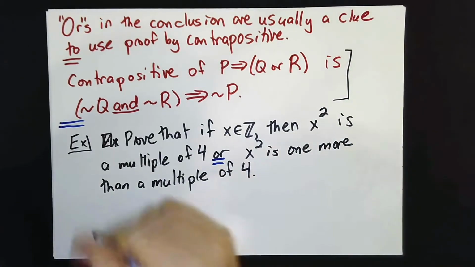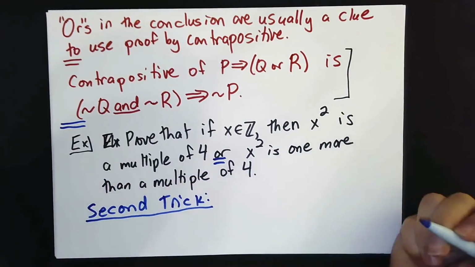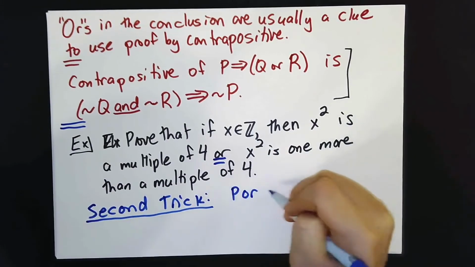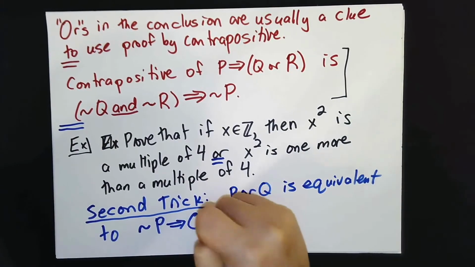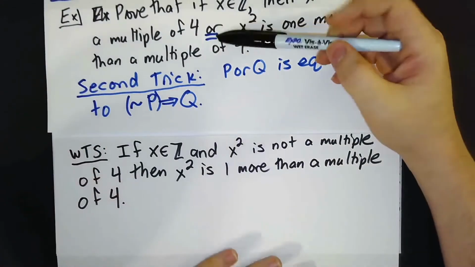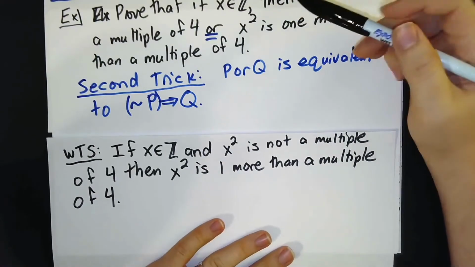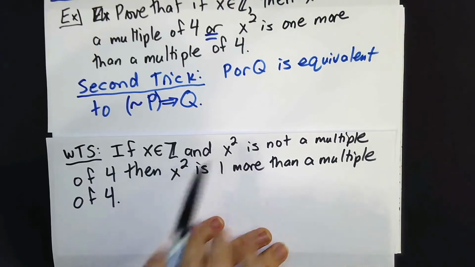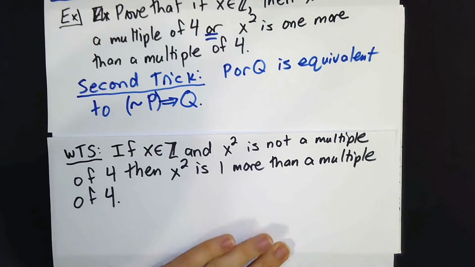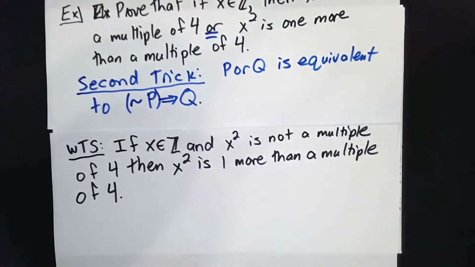And here's where we need to use a second trick, or a backup trick, if you will, which is that P or Q, as we've proven before, is logically equivalent to not P implies Q. So what I'm doing here is rewriting the "or" as an implication. And so the thing we're trying to prove becomes that if x is an integer and x squared is not a multiple of 4, then x squared is 1 more than a multiple of 4. In other words, if not the first part, then the second part.